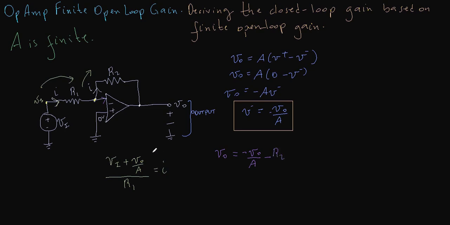Now the current I we have just calculated, so it's this expression here, so that's R2 times (VI plus V naught over A) divided by R1. I'll divide by R1 outside here, it's the same thing.